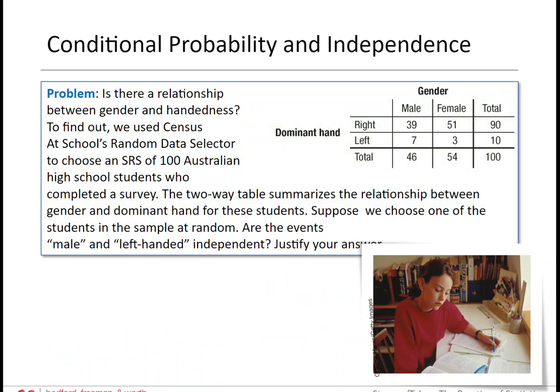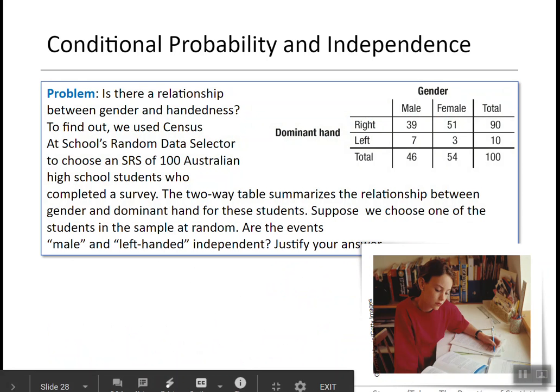Let's look at another example. Is there a relationship between gender and handedness? By handedness, we mean whether you're right-handed or left-handed. To find out, we used a Census at Schools random data selector to choose a simple random sample of 100 Australian high school students, and they completed a survey. We've got the data summarized here in the table, looking at the relationship between gender and dominant hand. Suppose we choose one student at random. We want to know, are the events male and left-handed independent?